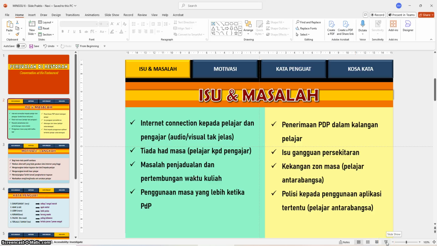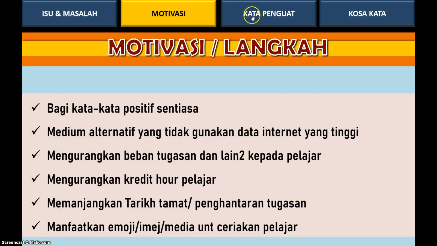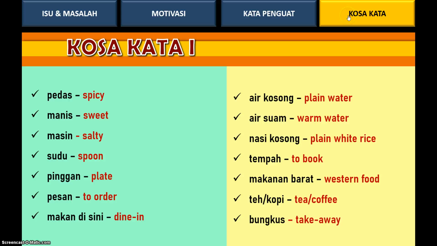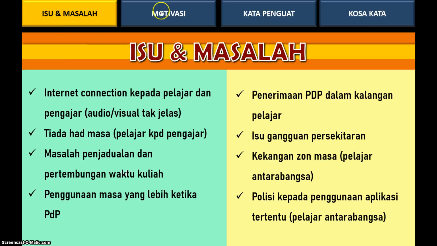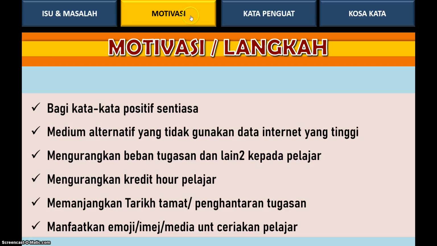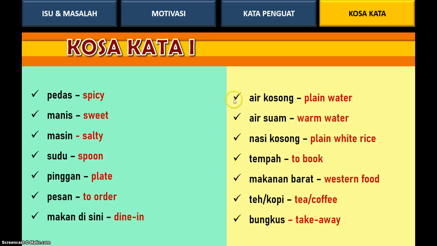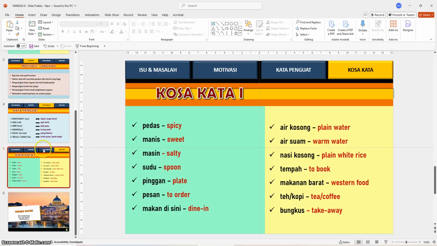Now I'm going to turn on the slideshow. This is my issue dan masalah. This is my motivasi, this is my kata penguat and this is my kosakata. And if I want to return, I can return like this. And when I click on the motivasi, the button will glow. I click on the kata penguat, it will glow. And when I click on kosakata, the kosakata will glow. So this is what you should have in your navigation slide.